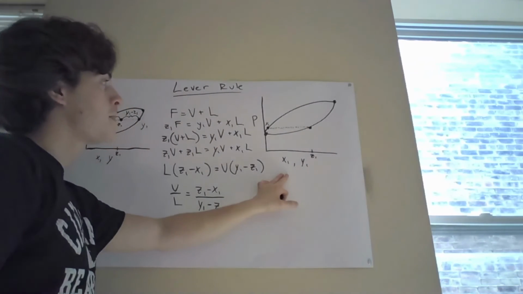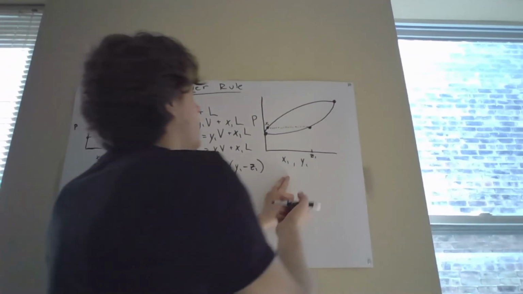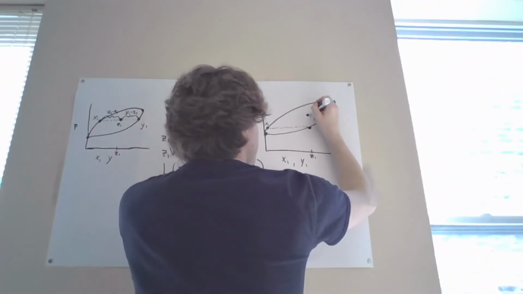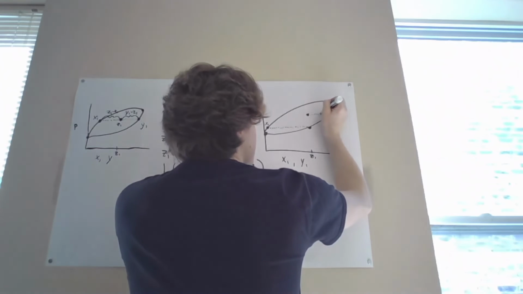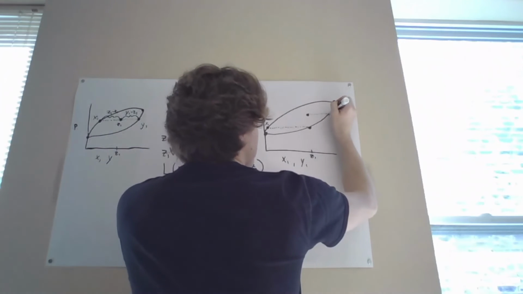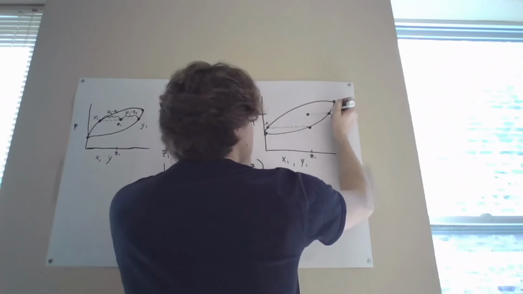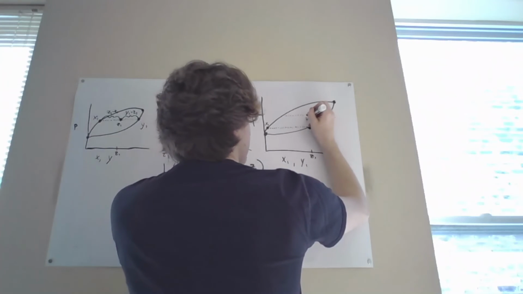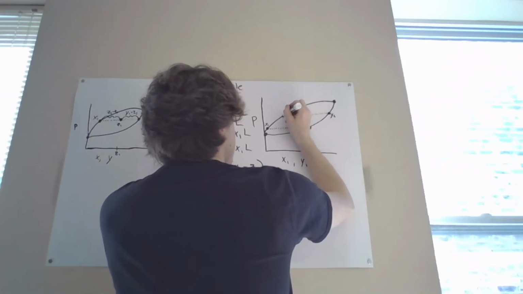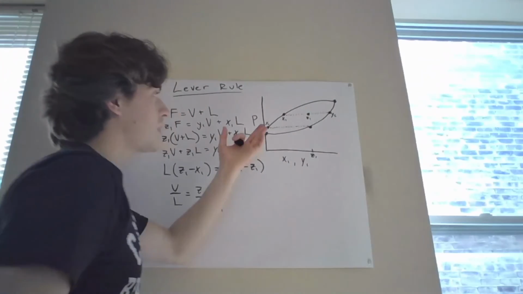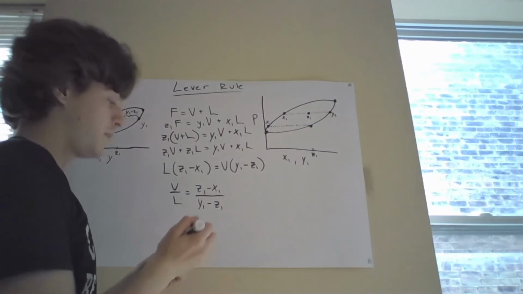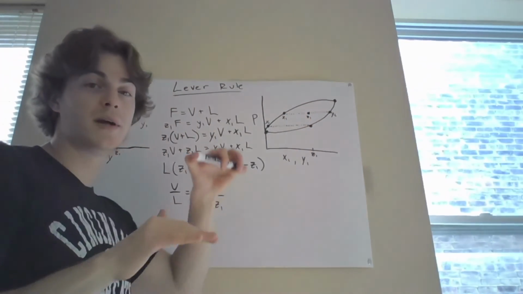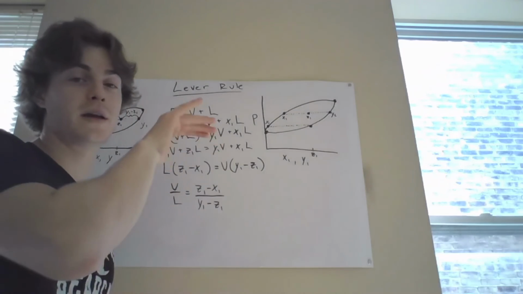And now as we continue to increase the pressure, we'll end up somewhere inside the two-phase envelope, and the distance between our z value and our y value will increase, but the distance between the z value and the x value will decrease. So this is why it's called the lever rule. As this distance increases, the other one's going to decrease, and it acts geometrically kind of like a lever.